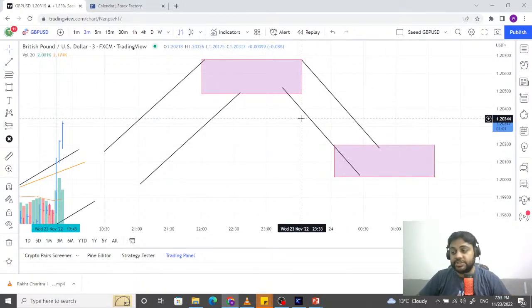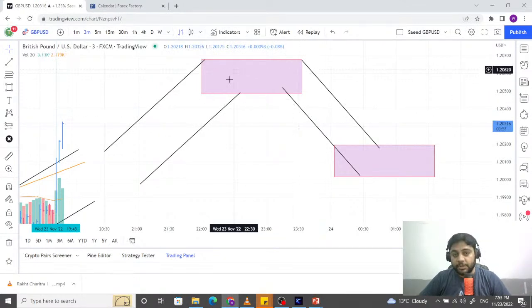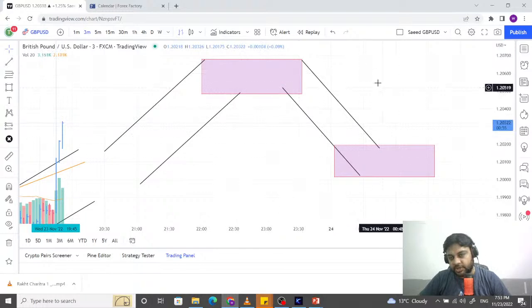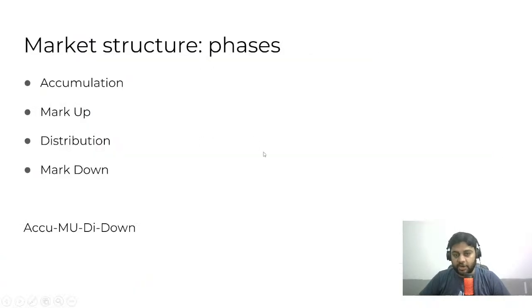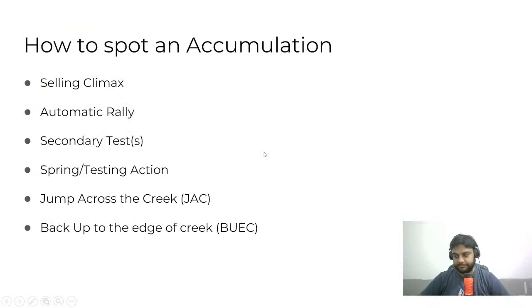But I'm going to give you some tips about how to identify whether it's going to be accumulation or distribution. That's why we have this topic called how to spot accumulation. Now, how do we spot an accumulation? Here you are. How do you spot an accumulation?